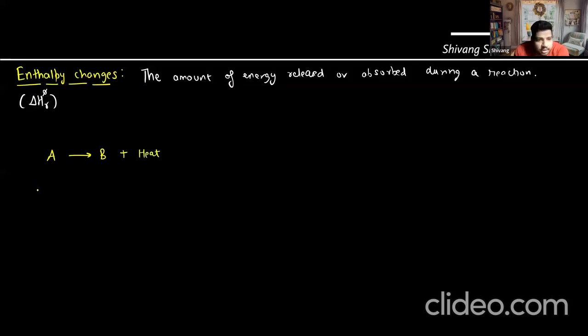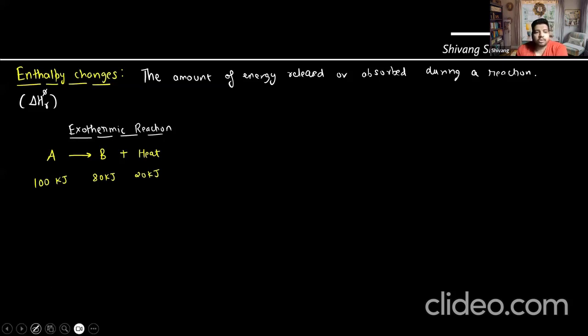For example, the energy of reactant A was 100 kilojoules, and then the energy of product B is 80 kilojoules. So where did the 20 kilojoules go? It was released into the atmosphere. It was released into the surrounding, right? So that is your 20 kilojoules. Such a reaction is called an exothermic reaction. So heat is going to be released in an exothermic reaction.